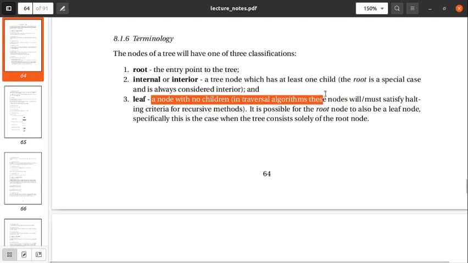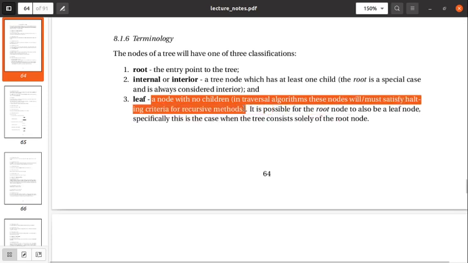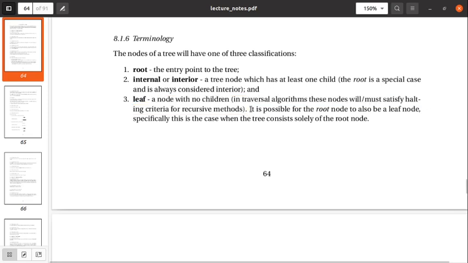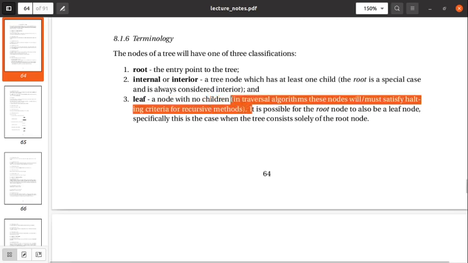So a node with no children, in traversal algorithms, these nodes will and must satisfy halting criteria for recursive methods. So you don't iterate past the leaf node whenever you're recursively traversing a tree, because it's pointless. They don't have any children. So if your algorithm attempts to, then it's going to throw an exception, either a Stack Overflow exception or a null reference exception if you try to get into the children of a leaf node.